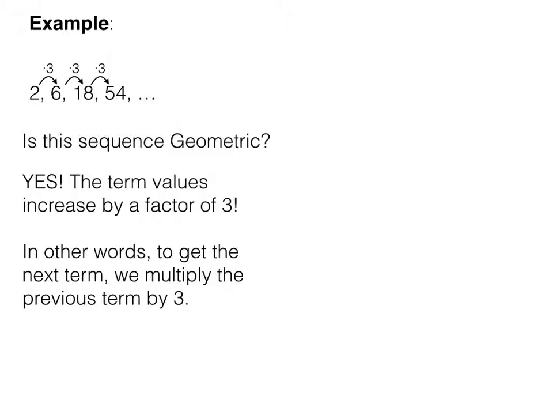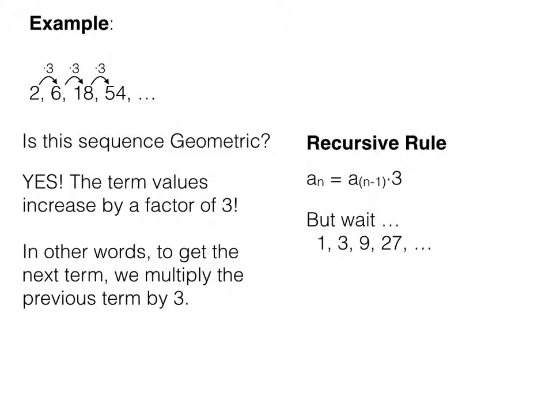But let's look at that. To get the next term, we multiply the previous term by 3. That sounds like a recursive rule, and in fact it is. That is part of a recursive rule written out in words. Can we write it in sequence notation? Sure. a sub n equals a sub n minus 1 times 3. Yay, we're done. Oh, but wait.